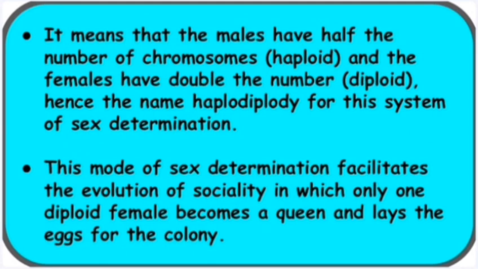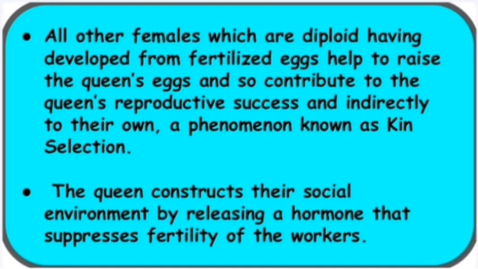This mode of sex determination facilitates the evolution of sociality, in which only one diploid female becomes a queen and lays the eggs for the colony. There will be only one queen in the honeybee colony which can lay the eggs. All other females, which are diploid, having developed from fertilized eggs, help to raise the queen's eggs and so contribute to the queen's reproductive success and indirectly to their own, a phenomenon known as kin selection. The queen constructs their social environment by releasing a hormone that suppresses the fertility of the workers. That is why the worker will be the sterile one.